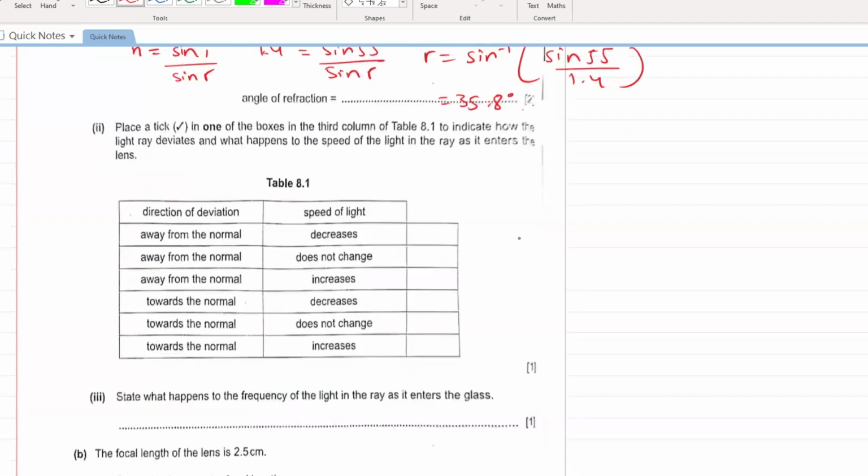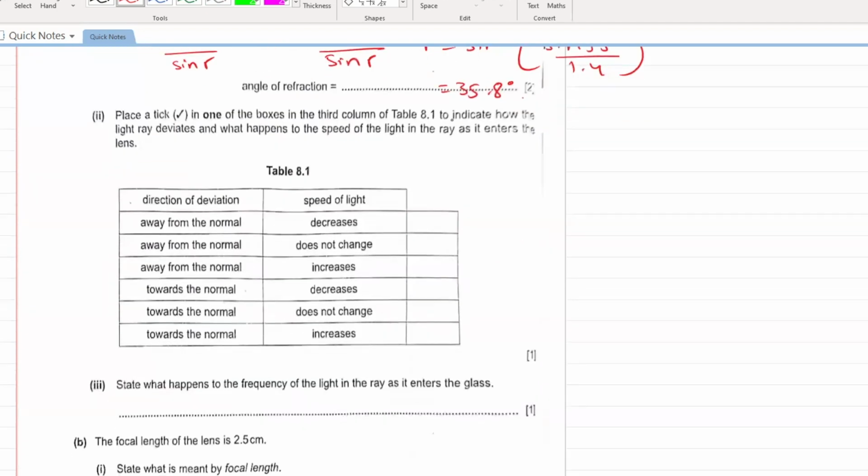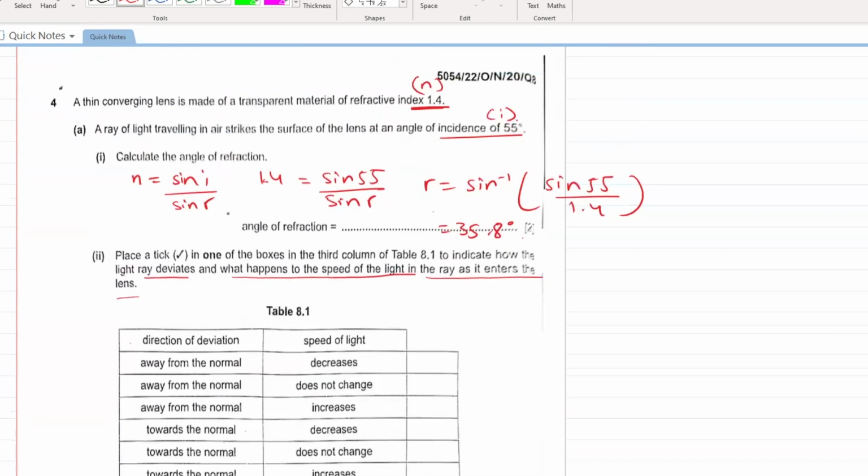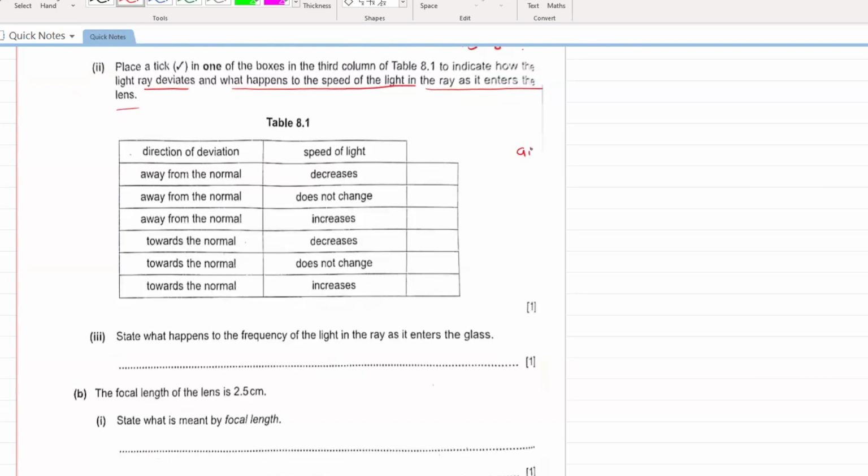Simple. Place a tick in one of the boxes in the third column of table 8.1 to indicate how the light ray deviates and what happens to the speed of light in the ray as it enters the lens. So basically, as light is entering the lens, you are going from air to glass, from less dense to more dense. Whenever you go from a less dense material to a more dense material, first of all, your speed decreases, so all these options get cancelled out. And your light bends towards the normal. This fourth box is your correct answer.